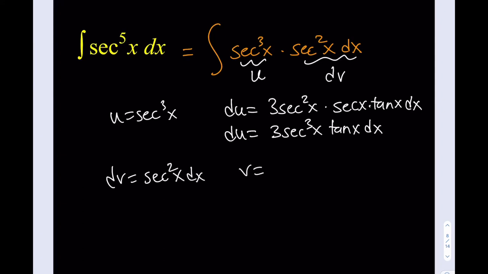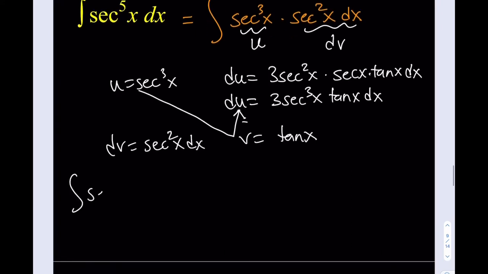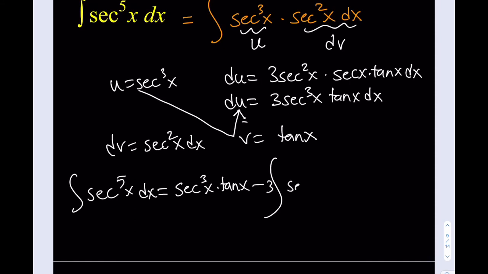So v is tangent x, right? That was easy. So now we're going to go what? uv minus the integral of v du. Here we go. There's a minus sign here. Okay, so then we get what? The integral of secant to the fifth power of x is equal to u times v, which is secant cubed x times tangent x, minus v times du. That's going to be a 3 outside, secant cubed x multiplied by tangent squared x dx.